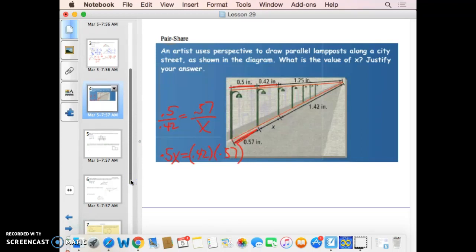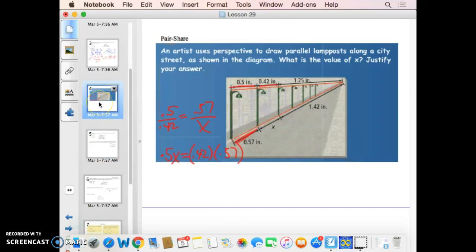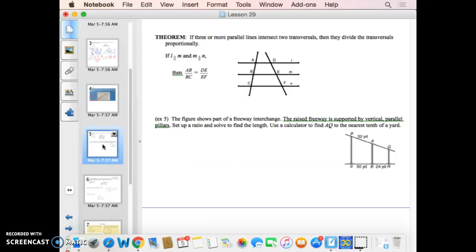The theorem that you used for this particular situation is called: if three or more parallel lines intersect two transversals, then they divide the transversals proportionally. So you'll notice that each one of these light posts is parallel, okay? And so because those are parallel, you can just set up a proportion and solve. So they have this side here, AB over BC, is going to equal DE over EF. And that's basically how you set it up.